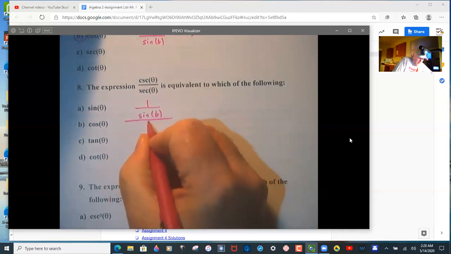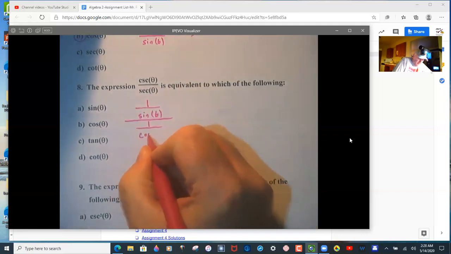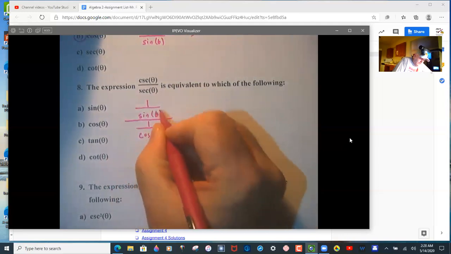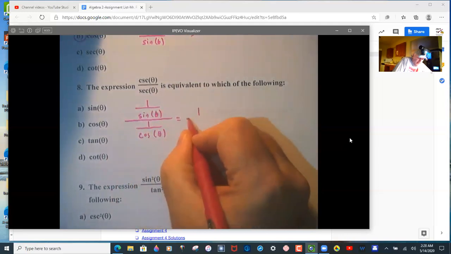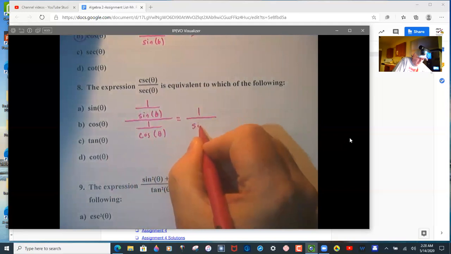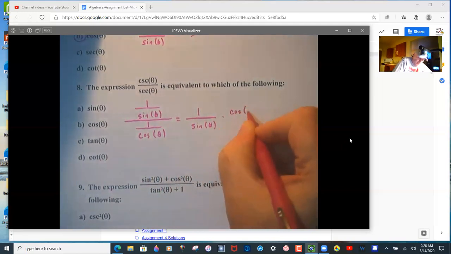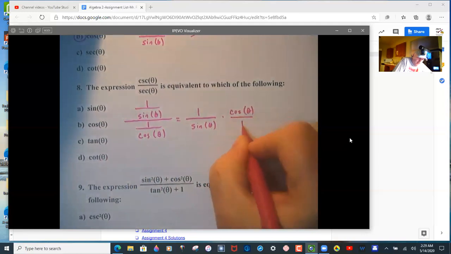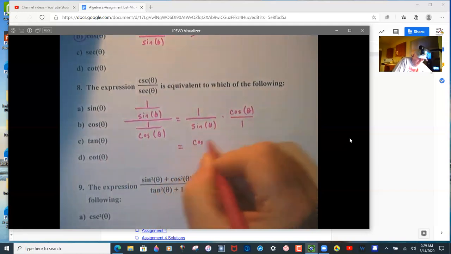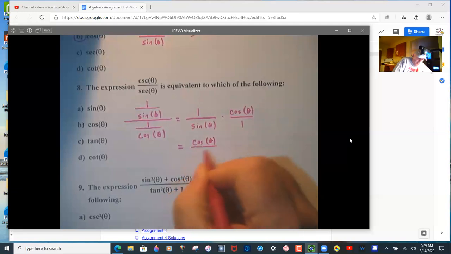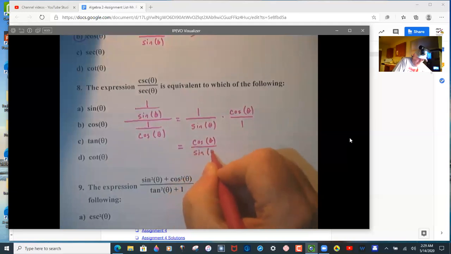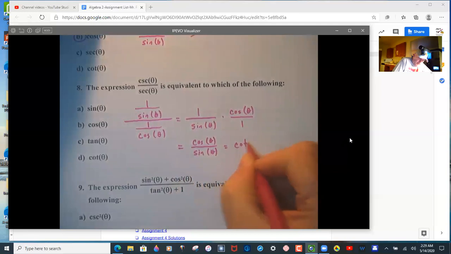Divide that by 1 over cosine. So we're going to take the top and multiply by the reciprocal of the bottom, theta over 1. So this is cosine of theta over sine of theta. And that equals cotangent if you look it up.